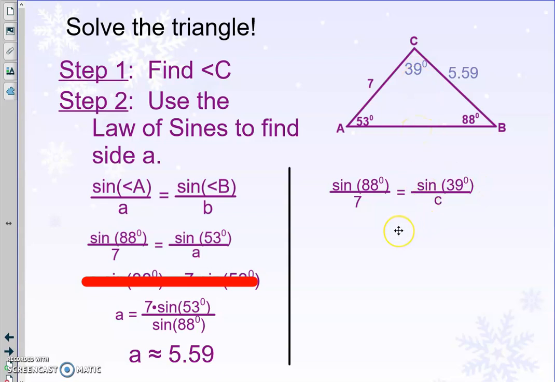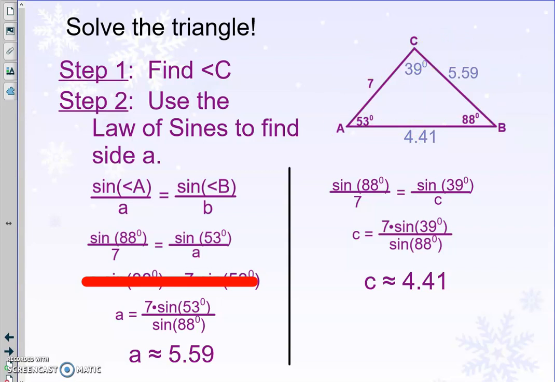Now, if you're a member of the Shortcut Club, write down what comes up next. All right, here we go. Did you get that? If you did, you're part of the Shortcut Club. And once we dump that in our calculator, and I'll let you do that, you get C is about 4.41. We have solved this triangle.